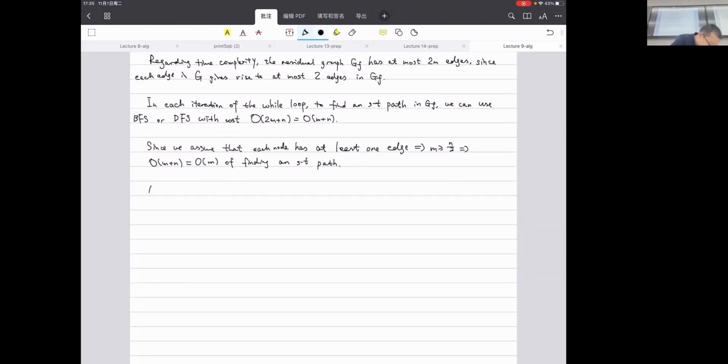After finding an ST path, there is the part where we run the augmentation. What is the cost of the augmentation? We want to keep in mind that the path P we choose is a simple path. A simple path is going to have at most n-1 edges. So we are pretty sure that the augmentation is going to take time O of n, because P has at most n vertices, and at most n-1 edges.